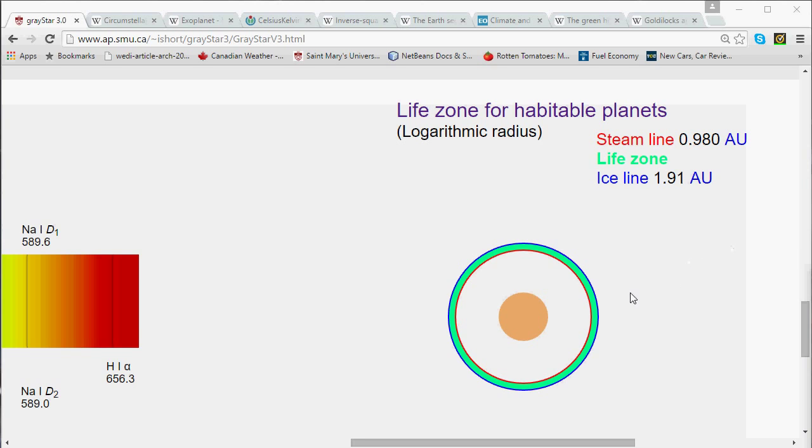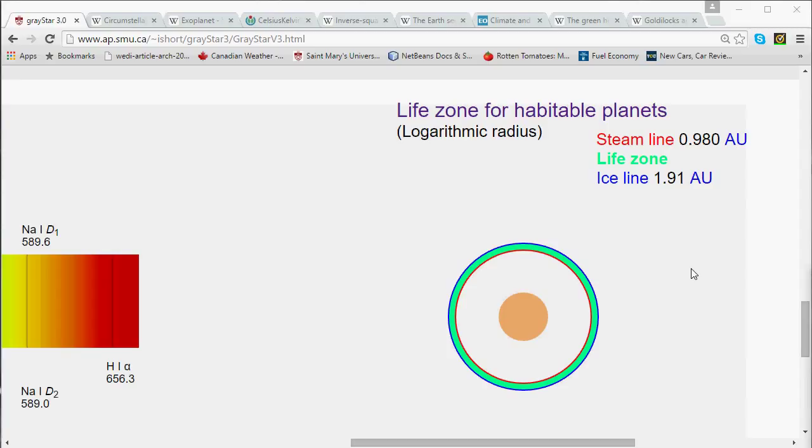Now, by expressing the distances to the steam line and the ice line in AU, that makes the numbers much more meaningful, and it also gives us results that we can compare directly to the situation for Earth here in our solar system. That Earth obviously resides within its own circumstellar habitable zone, and that zone is around 1 AU from the Sun in our solar system by definition of the AU.